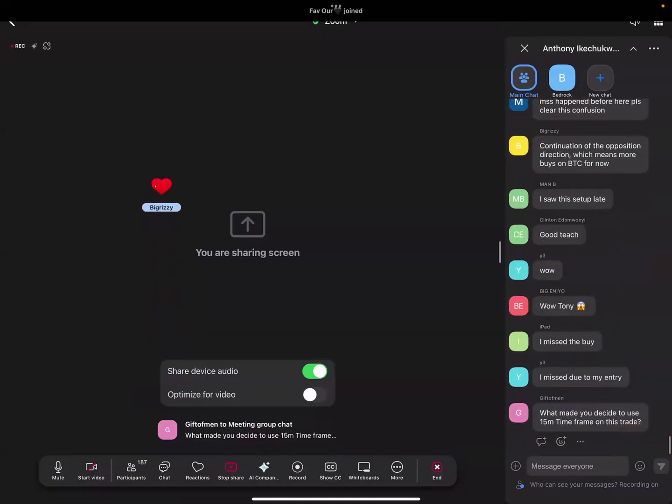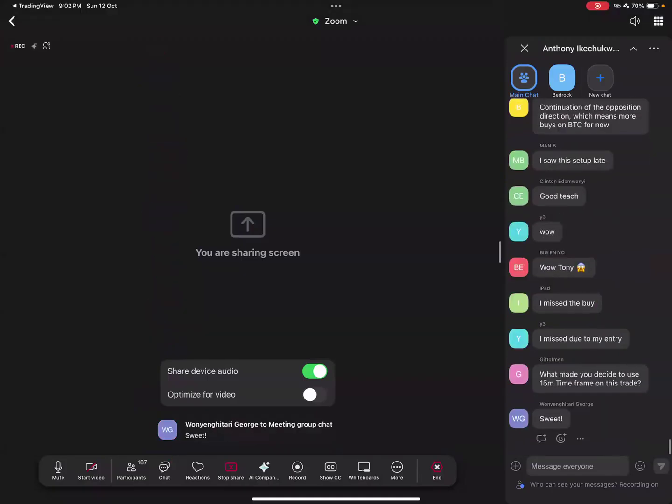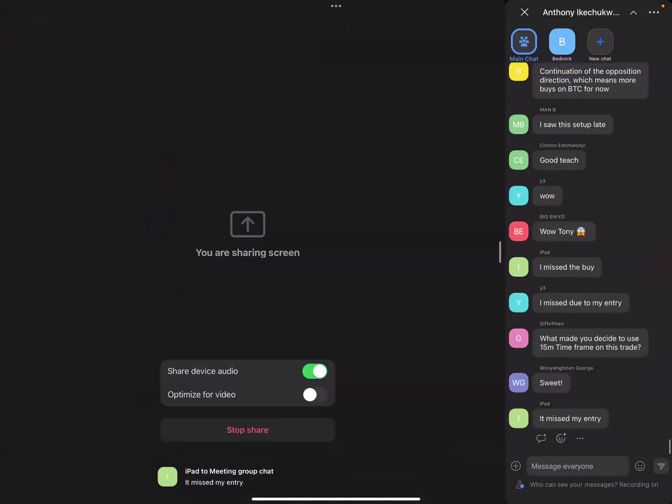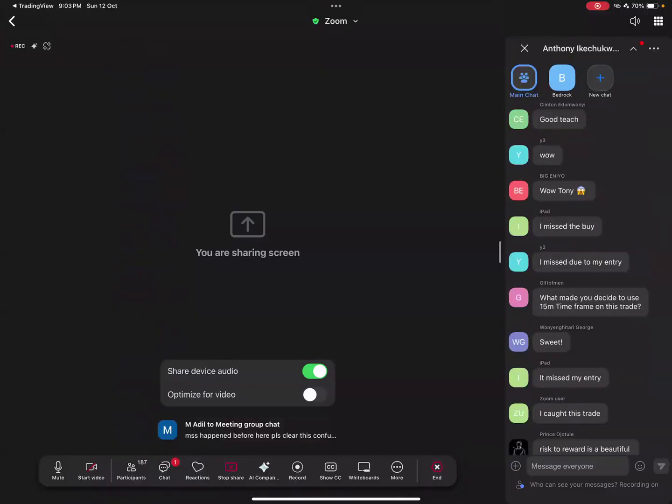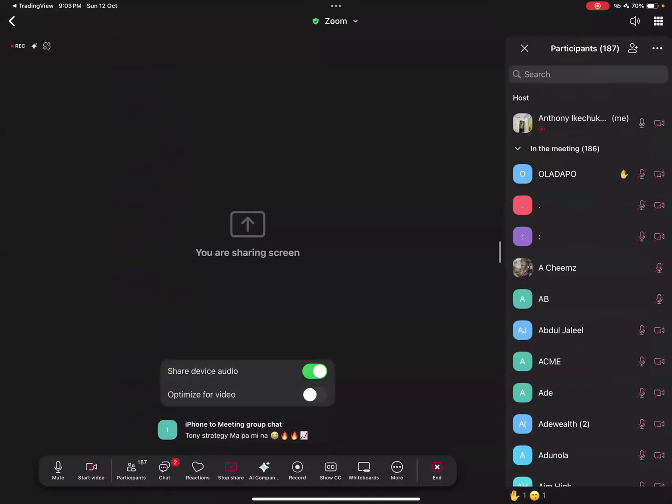If you have any question, I used the 15 minutes time frame because the market was very volatile. The market was moving very fast. The whole drop was very volatile, so I had to go down to a lower time frame to get my entries. So if you have any questions, just raise your hands.